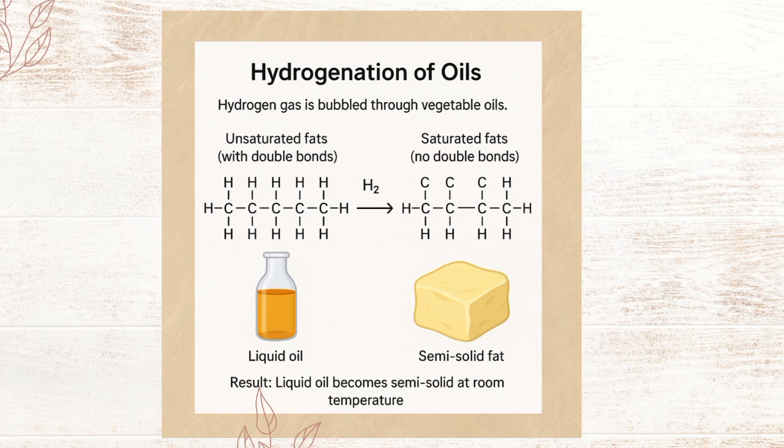Step 3. Physical change. Before: liquid oil. After: semi-solid fat, margarine. Refer to texture images. Result: liquid oil becomes semi-solid at room temperature. Useful for baking, extended shelf life, and food texture.